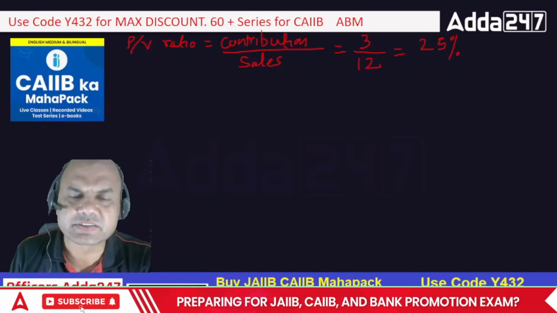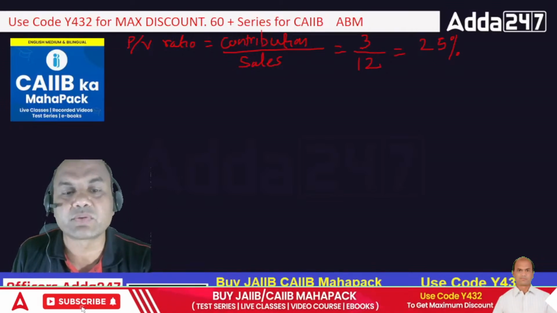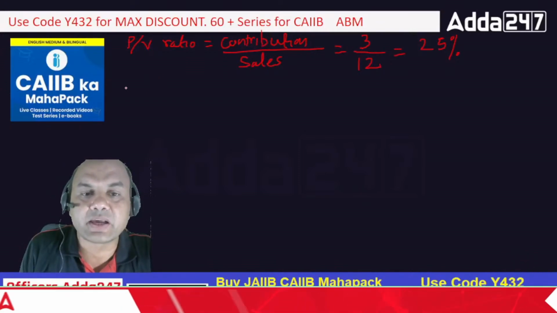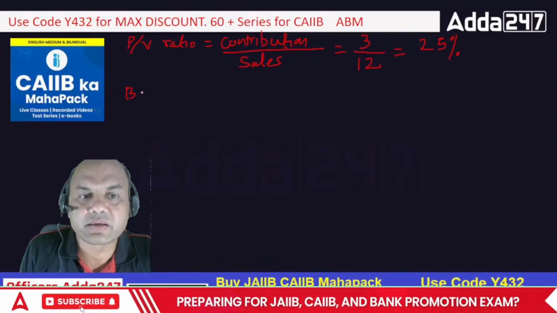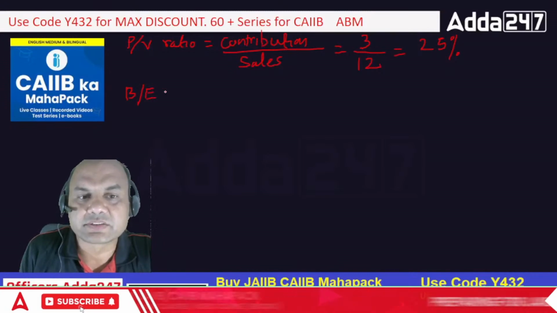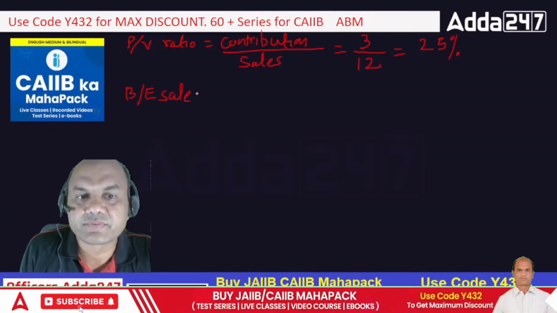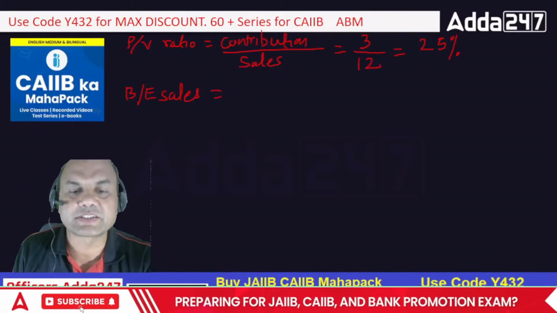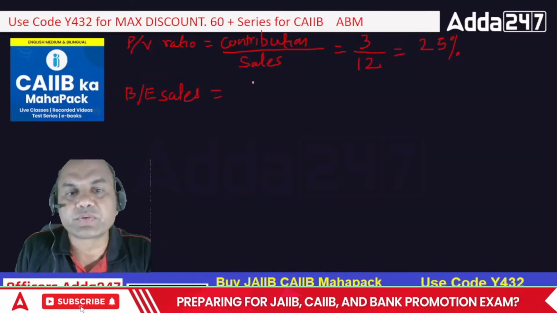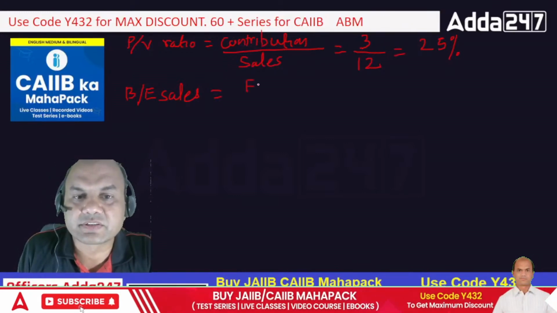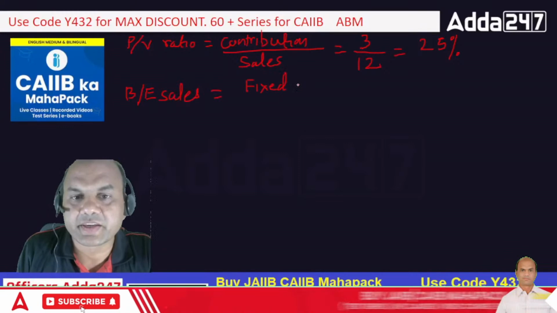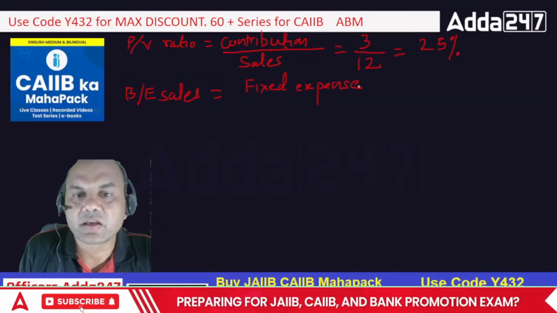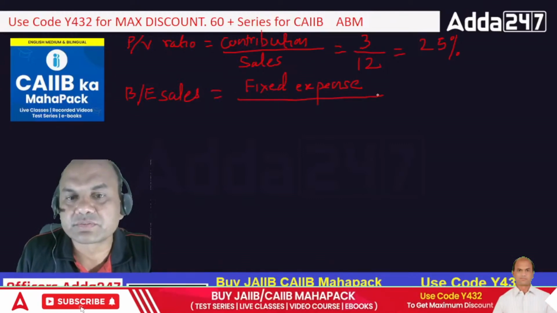What is the second answer? The second is the break-even sales. What is the formula for break-even sales? I'll write it as BE sales. The BE sales formula is, remember, fixed expense upon PV ratio.